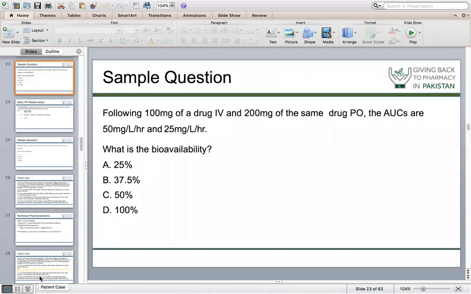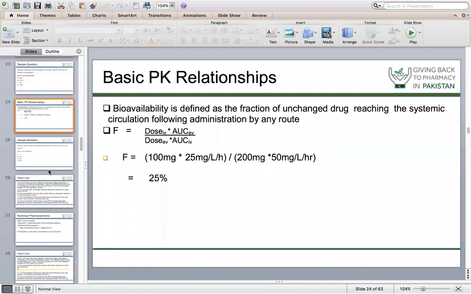Another question we will discuss, it's pretty simple. Following 100 milligrams of drug given by IV route and 200 milligrams of the same drug per oral, the area under curves are 50 milligram per liter per hour and 25 milligram per liter per hour. What is the bioavailability? And this is another important equation we need to remember.